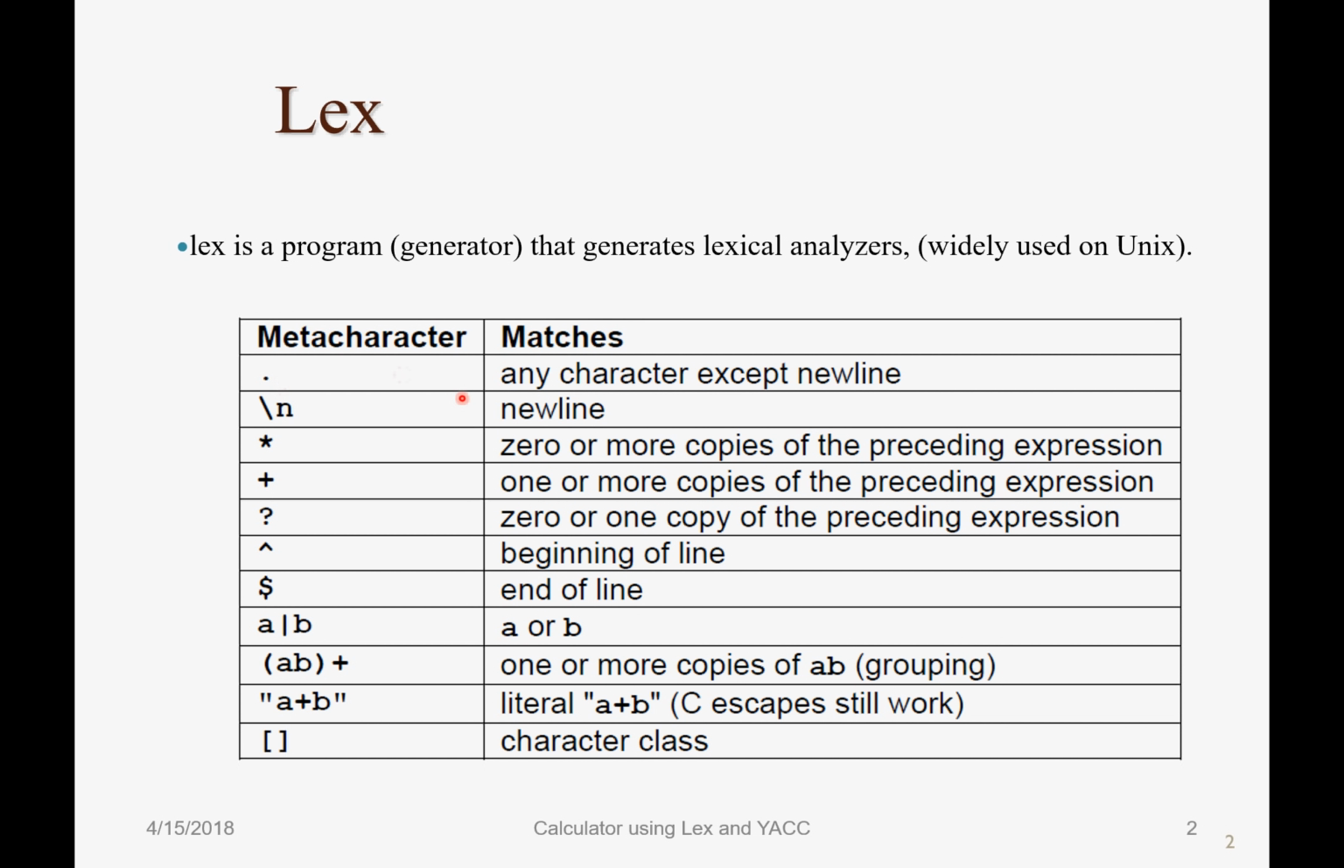Dot means any character except newline. Mostly we use it for the purpose of echo. Then \n represents newline. Star represents zero or more occurrences of the preceding expression. Plus means one or more occurrences of the expression. Question mark means zero or one copy of the expression. Caret means the beginning of the line. Then dollar means end of the line.